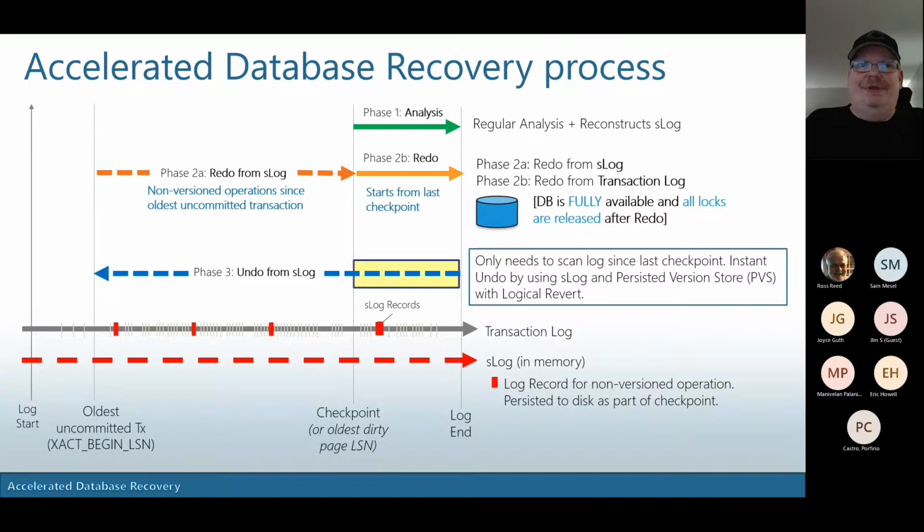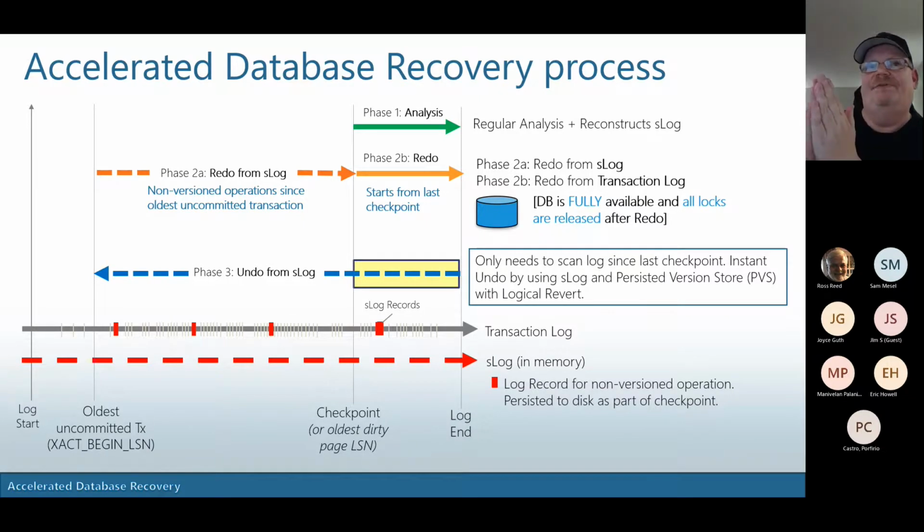Now I still need to go through the undo phase. The undo phase, which was my pain point, where I had to go all the way back to the oldest uncommitted transaction. Now I just need to go back to the last checkpoint. I don't need to go all the way back. Anything prior to the checkpoint is any non-versioned operations that were in the S log. I'm going to undo from the S log that's in memory.